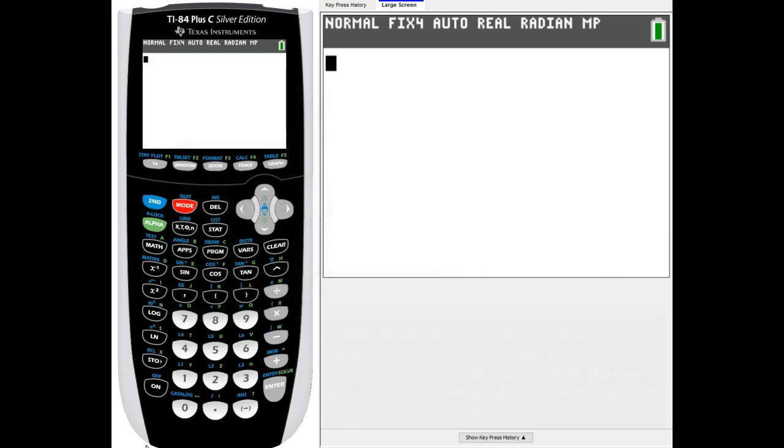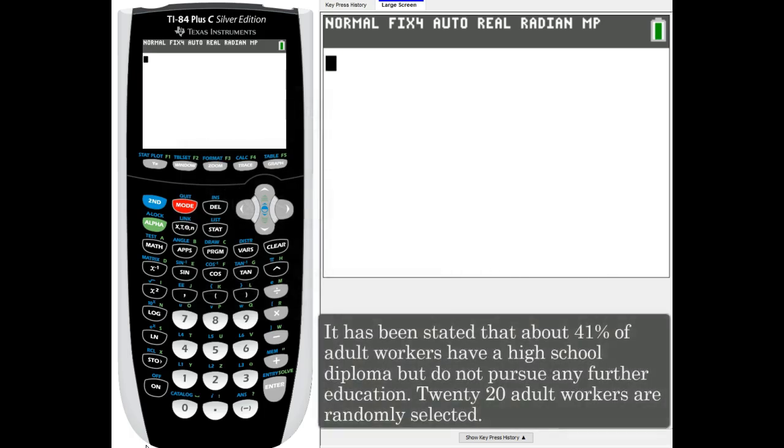We have an example, and we want to find the probability that exactly 4 of our selected people have a high school diploma but do not pursue any further education. Our N is 20, our P is 0.41, and our x value is 4. Because of that, we're going to use PDF.